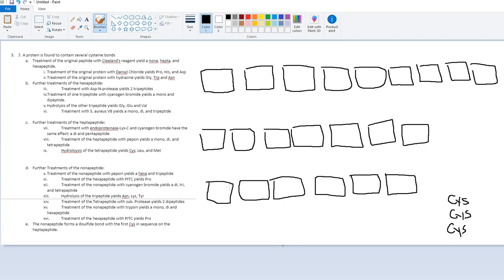And then treatment of the protein with dansyl chloride yields a proline, a histidine, and an aspartate. And dansyl chloride is an N-terminal identifier, so in one of these 3 N-terminals, we're going to have a proline, histidine, or aspartate. And then the next clue says that treatment of the original protein with hydrazine, which is a C-terminal identifier, yields glycine, tryptophan, and asparagine. So we know that these C-terminals are going to have one of those amino acids.